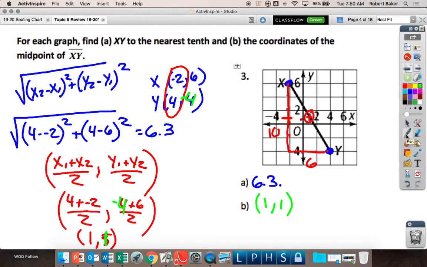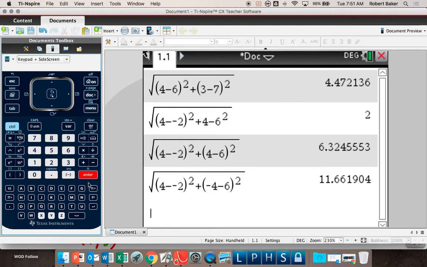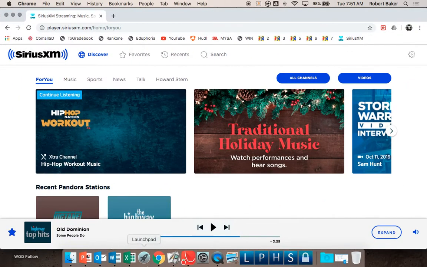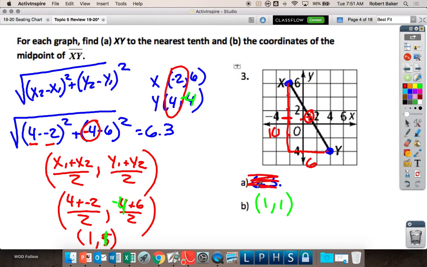That means that my distance is actually incorrect as well. So I need to go back and change it. It's x2 minus x1 plus y2. This number should be a negative 4. I need to go back and correct that. So copy, change that to a negative 4, and now my distance is 11.66. So 11.7 is the actual distance, the correct answer when you use the correct number.